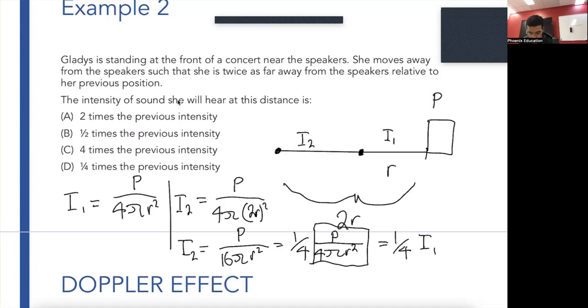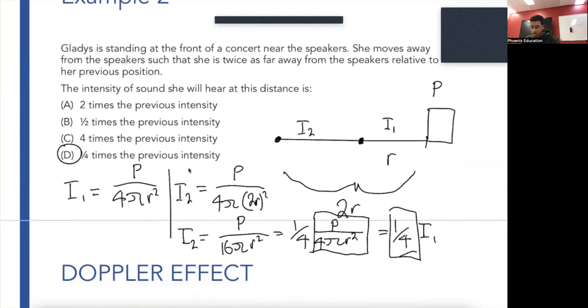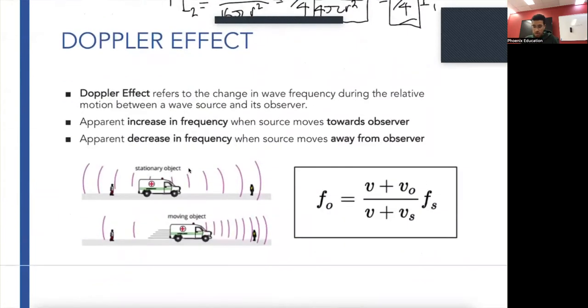I2 is the intensity when she moves away, so we just look at each of these cases. A, 2 times the previous intensity, no. B, half times the previous intensity, no. C, 4 times the previous intensity. We do have the 4, but that's 4 times, and it's becoming less, so C wouldn't be right either. D, 1/4 times the previous intensity. Since it's being diminished to 1/4 as she's moving away, it will be D, so 1/4 the previous intensity. All good with that? Now we're going to move on to the Doppler effect.